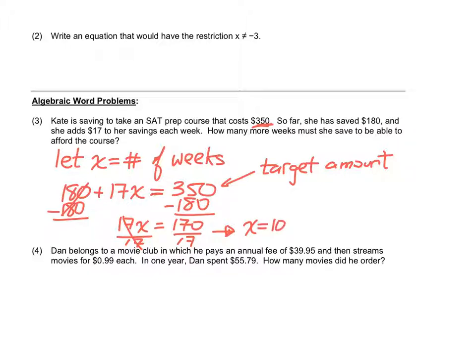All right. Now, that's never going to be the final answer. X equals 10. You haven't told me anything. The question was, how many more weeks must she save to be able to afford the course? I don't need a grammatically correct complete sentence. Honestly, I wouldn't be able to tell the difference one way or the other. Just give me a sentence of some kind or a phrase or anything. 10 more weeks, yeah.